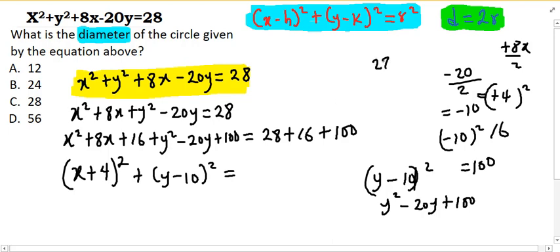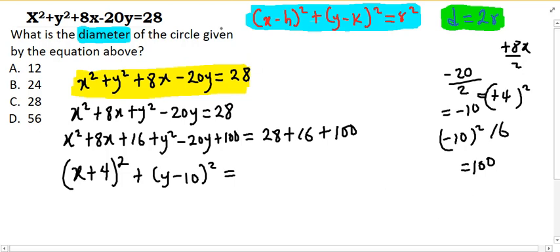So 28 plus 16, what is that going to give us? 8 plus 6 is 14, right? 4, you carry 1 plus 2 is 3, and then this is 4. 44 plus 100 gives us 144. Okay, so let me just clear this part and then we'll continue. So I'm getting 144 for the right hand side of this equation. Okay, I know that is the radius squared. So we have 144. Okay, so let's continue.